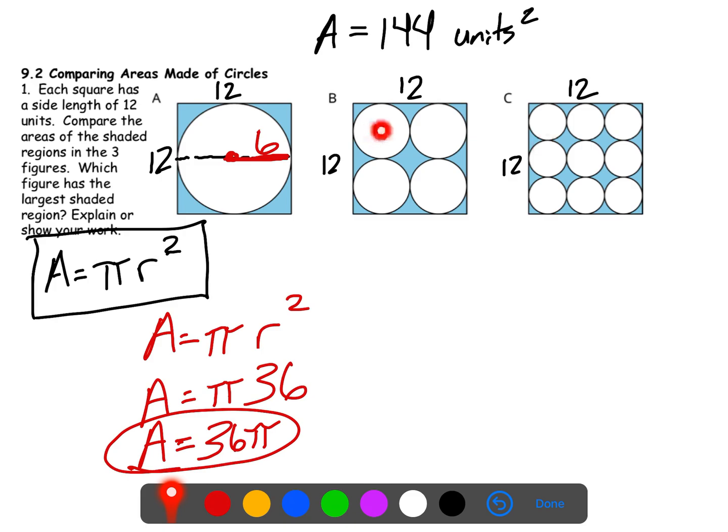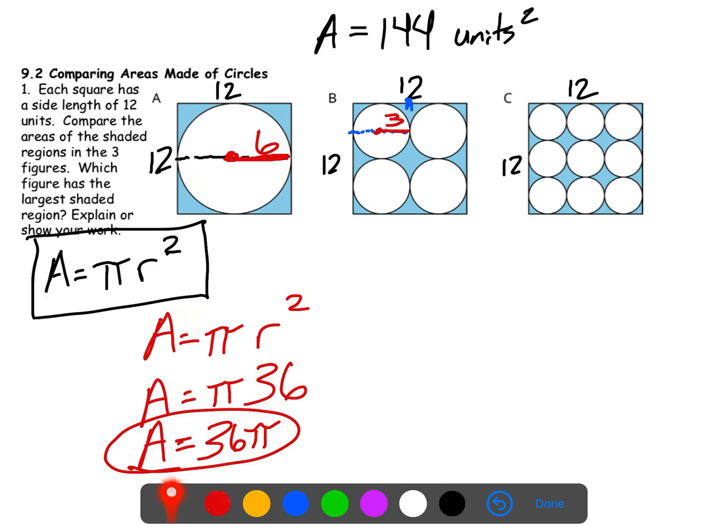So let's see what we get for area of these 4 circles. They're all the same size. We're going to do the same process. And if we look across one of these circles at the diameter, you can see that the diameter of this circle is only half of the side length of the square. The diameter of this circle is 6, meaning the radius, which is half of that, would be 3.